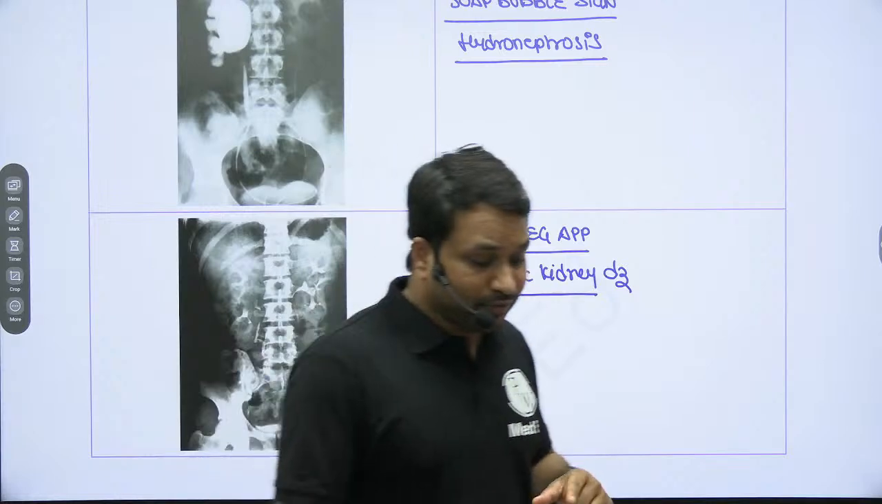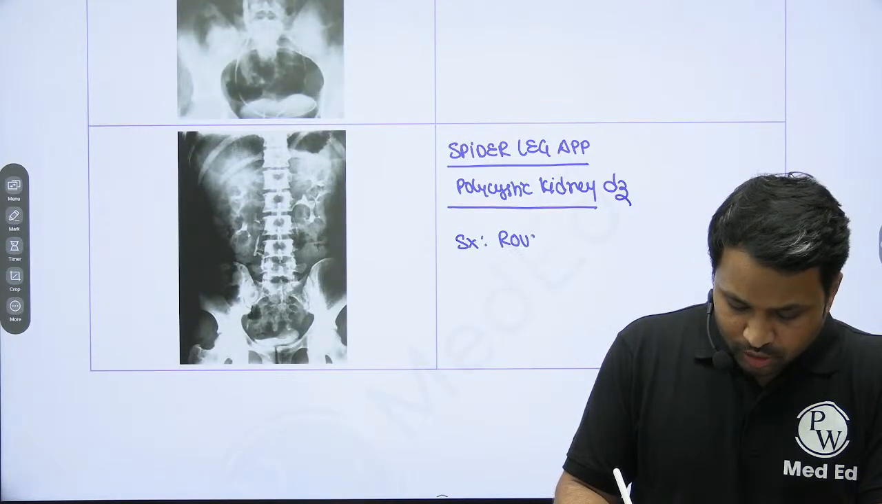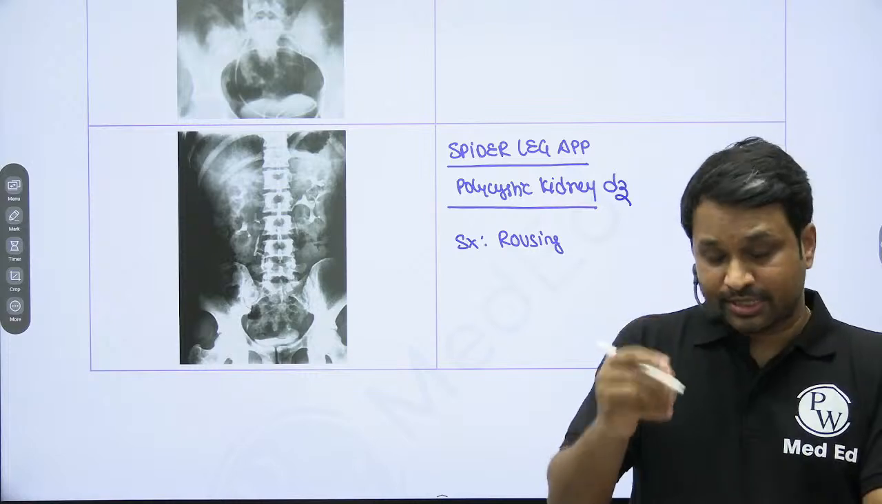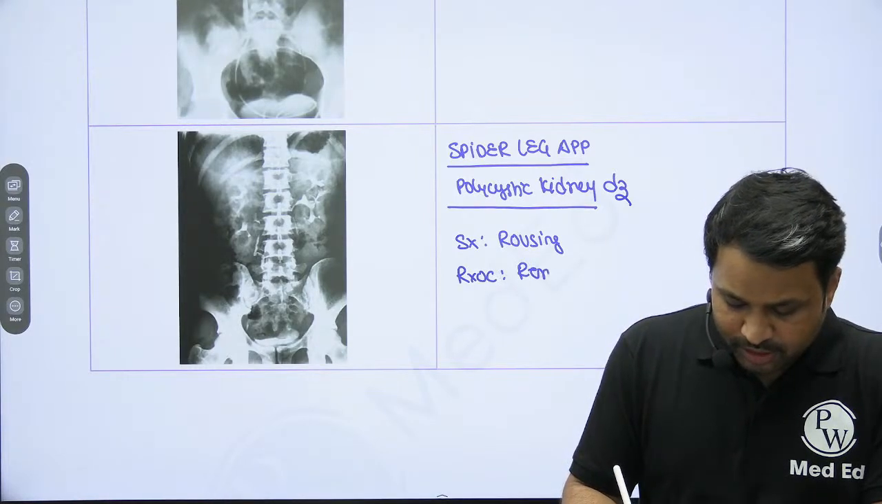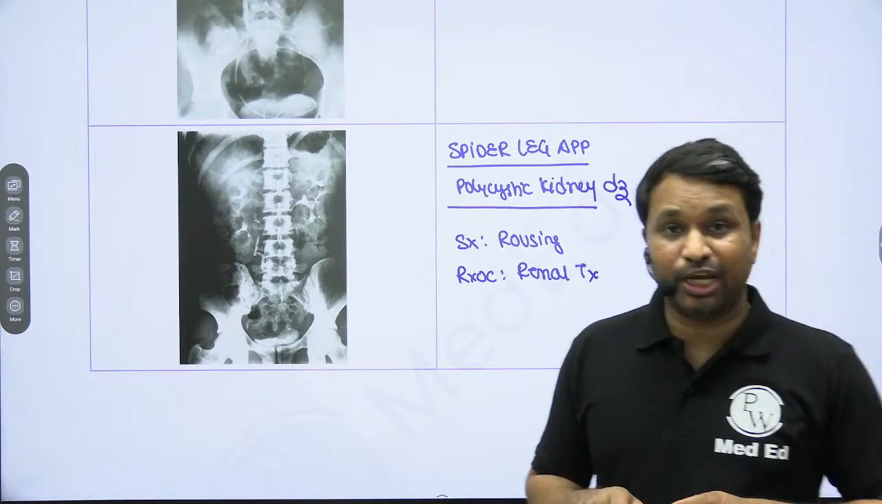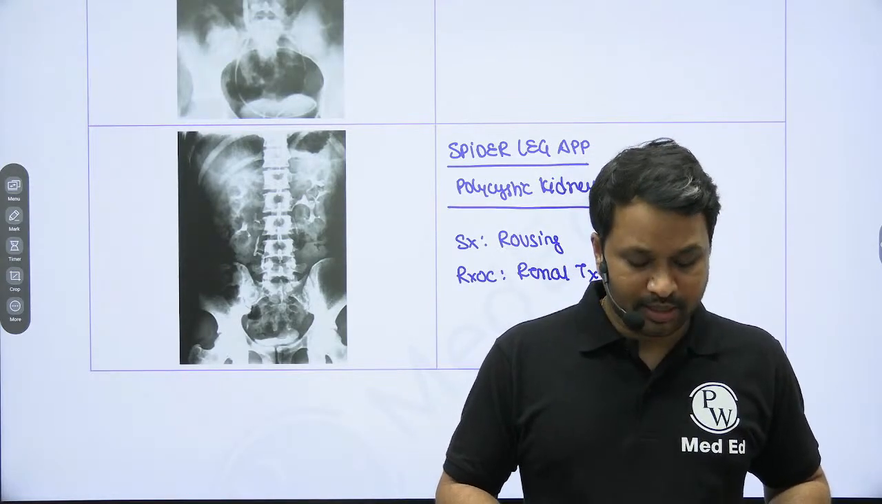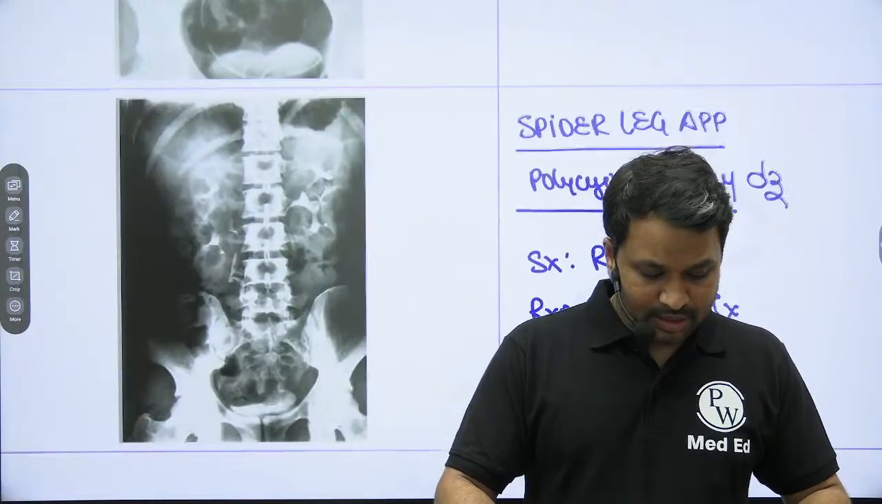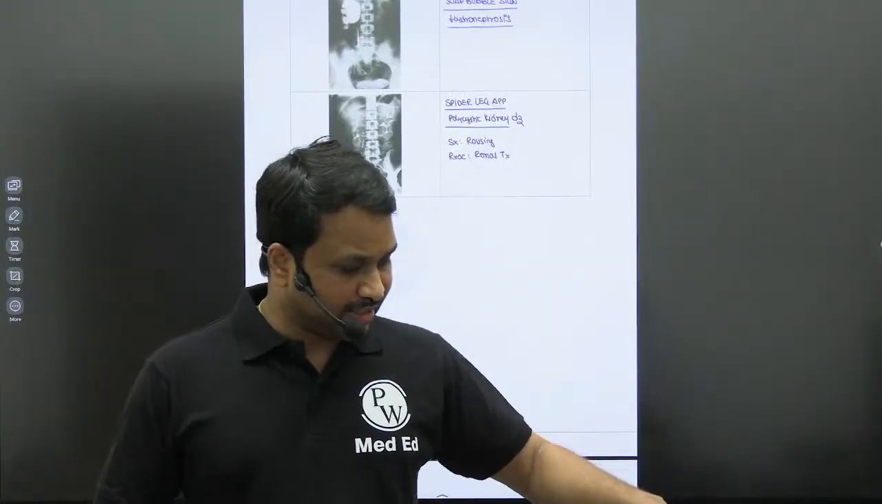What is the surgery for polycystic kidney disease? The surgery that is available is your Rovsing surgery, which is cyst deroofing. But if I say what is the treatment of choice, the treatment of choice for polycystic kidney disease is going to be renal transplantation. Okay? So this is all in all that you should know in the context of urology as well.